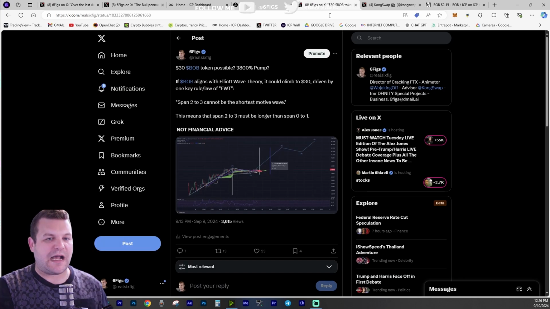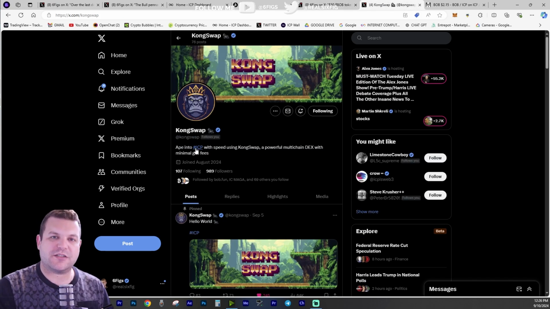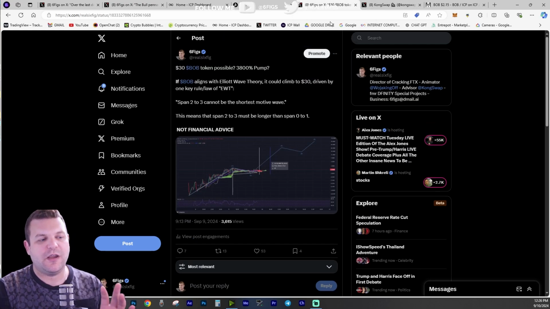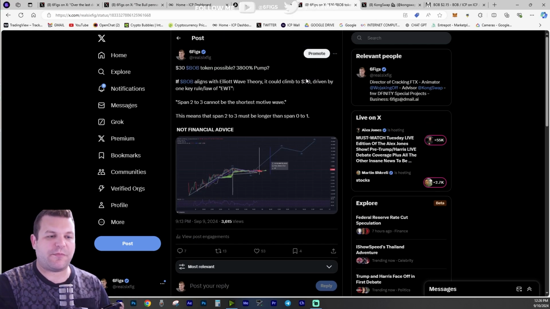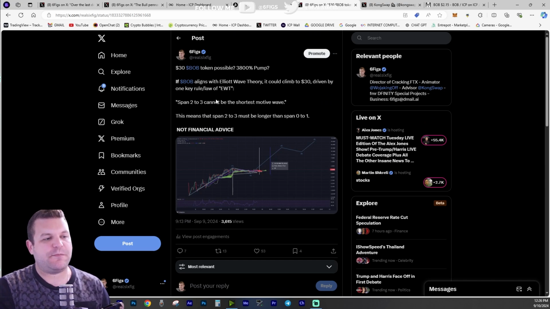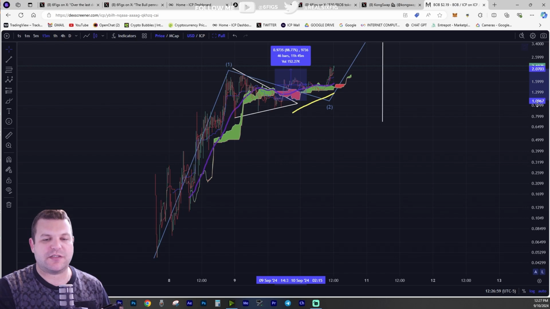So when it comes down to this $30 Bob token, folks, and keep your eye out for KongSwap, because there's probably going to be Bob tokens on KongSwap, and we'll talk about KongSwap another time. But what's up with this $30 Bob token, folks?